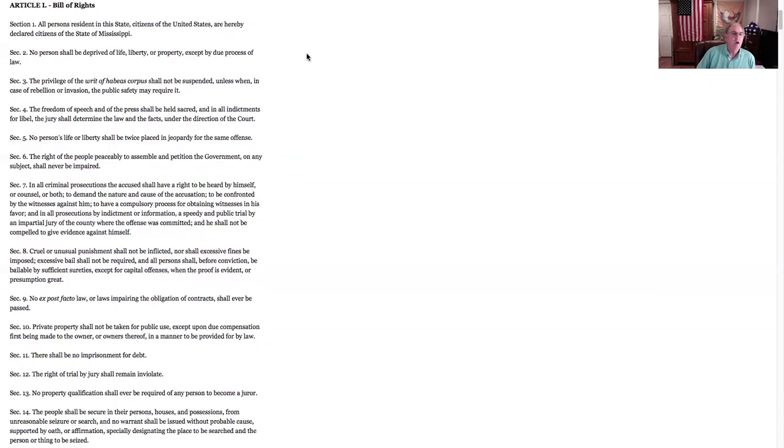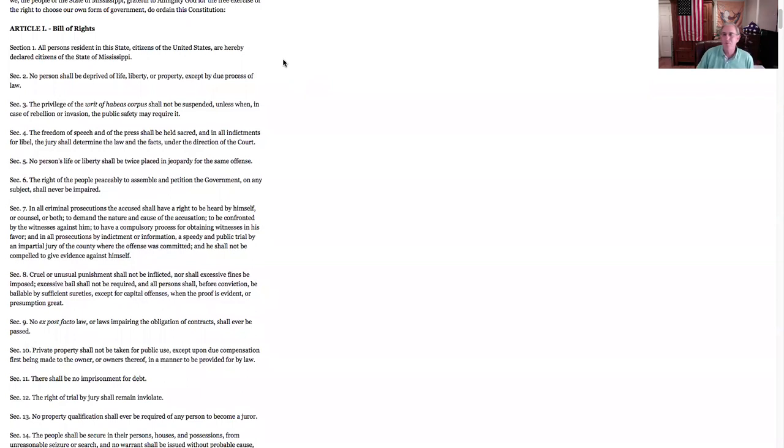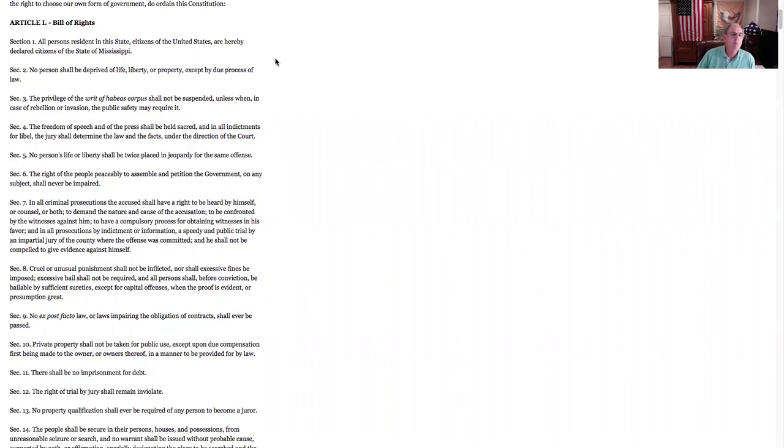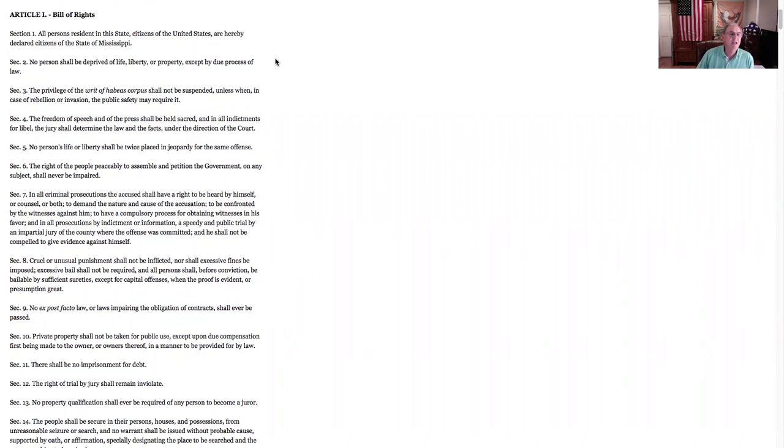And here's a little side note. It was the black state representatives, primarily Republicans, that wrote this document. All persons resident in the state, citizens of the United States, are hereby declared citizens of the state of Mississippi. No person, including the slaves that have recently been freed, shall be deprived of life, liberty, or property except by due process of law. They were having a lot of lynchings back then.